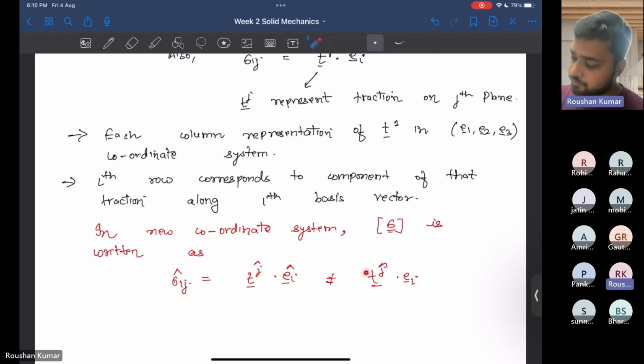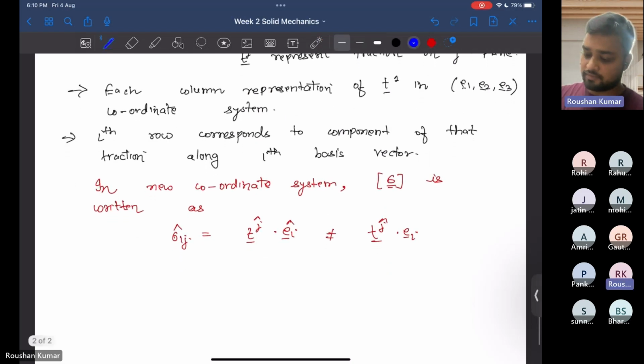That means if we take the traction on a plane in the new coordinate system, we also have to take the basis in that coordinate system. We should not take the basis in the reference coordinate system, that is, the E1, E2 and E3 coordinate system. So in matrix representation, it can be written as sigma ij hat is equal to tj hat dot ei hat. And what is the relation between this sigma ij hat and sigma ij?